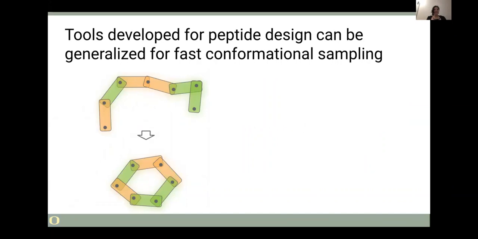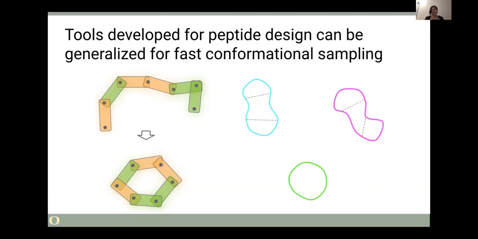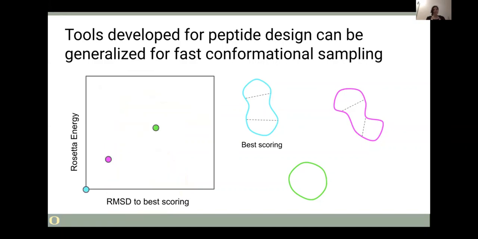Well, the good thing is the method we used for designing peptides at its core is a fast conformational sampling approach. It doesn't do design, it basically samples all the conformations for you. So you can run this method, you can get a bunch of conformations, you can find which one has the best score, and we use Rosetta score because that's the software we use. And then we usually use plots like this. And on the y-axis, we have the energy.